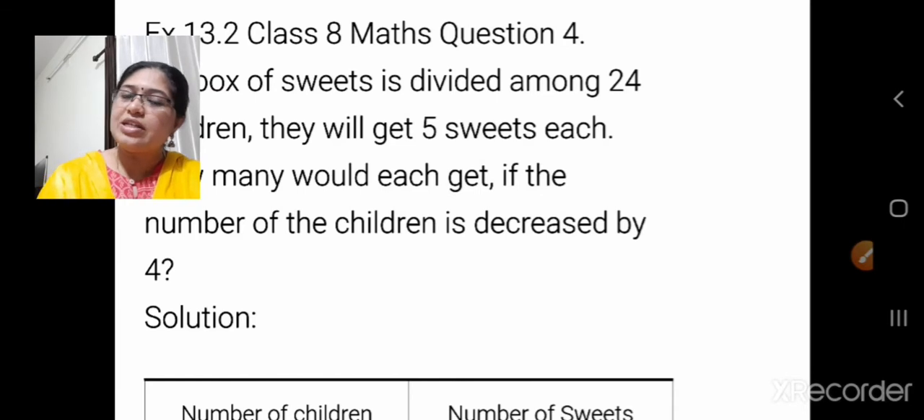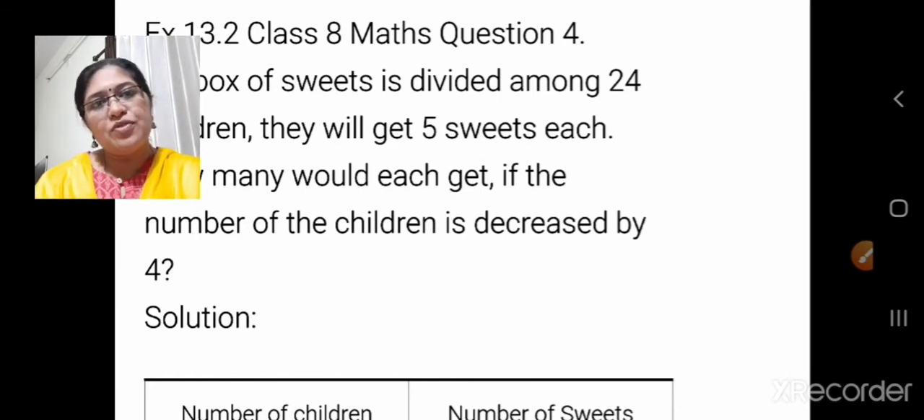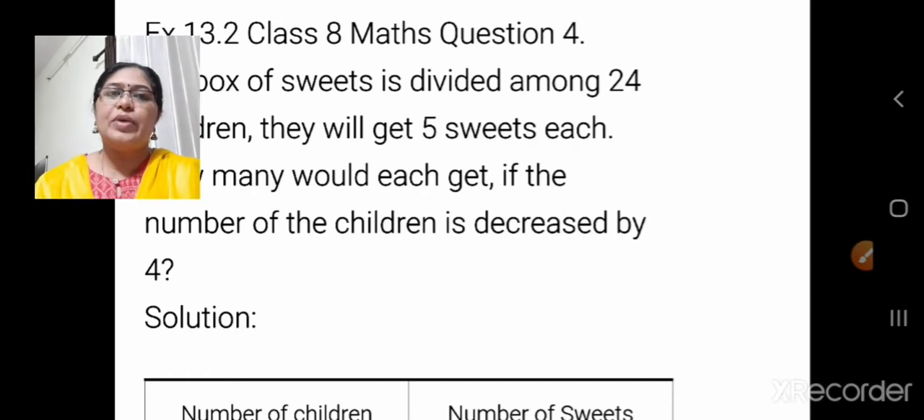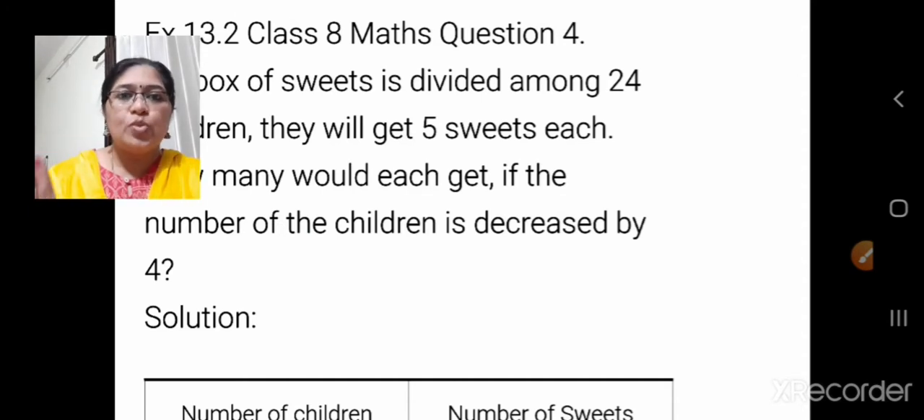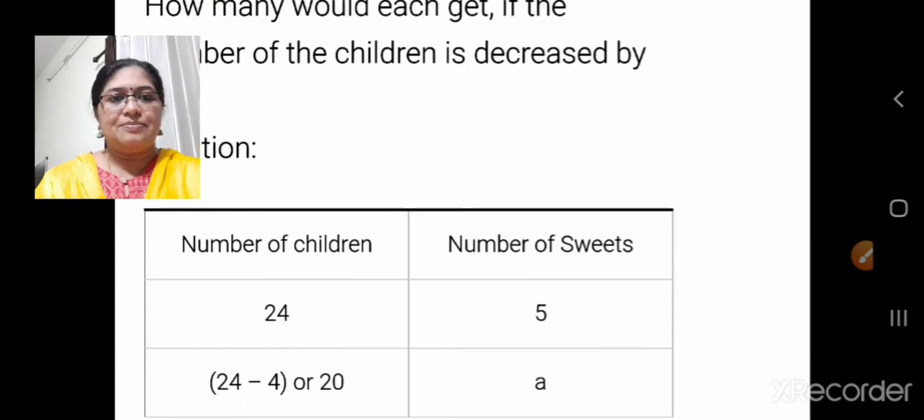So just read the question and what do you understand? When the number of children increases, the sweets to be given will decrease. When more number of children are there, sweets can't be distributed that much. So sweets distributed will be less. Right? When the number of children increases, sweets given to them decreases. When one is increasing, the other is decreasing. So what proportion? Inverse proportion. Inverse proportion means what you should do? Multiplication. Okay, let us see.